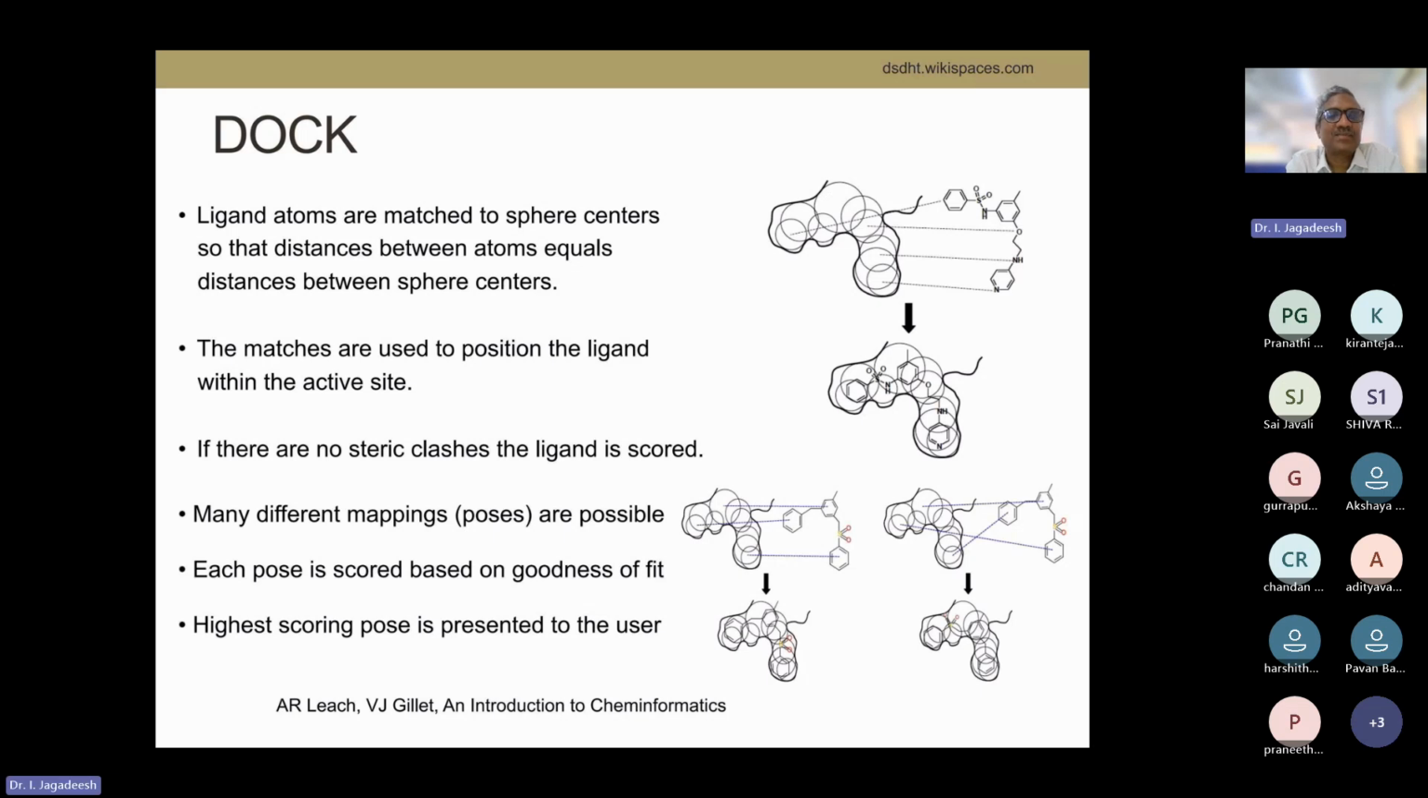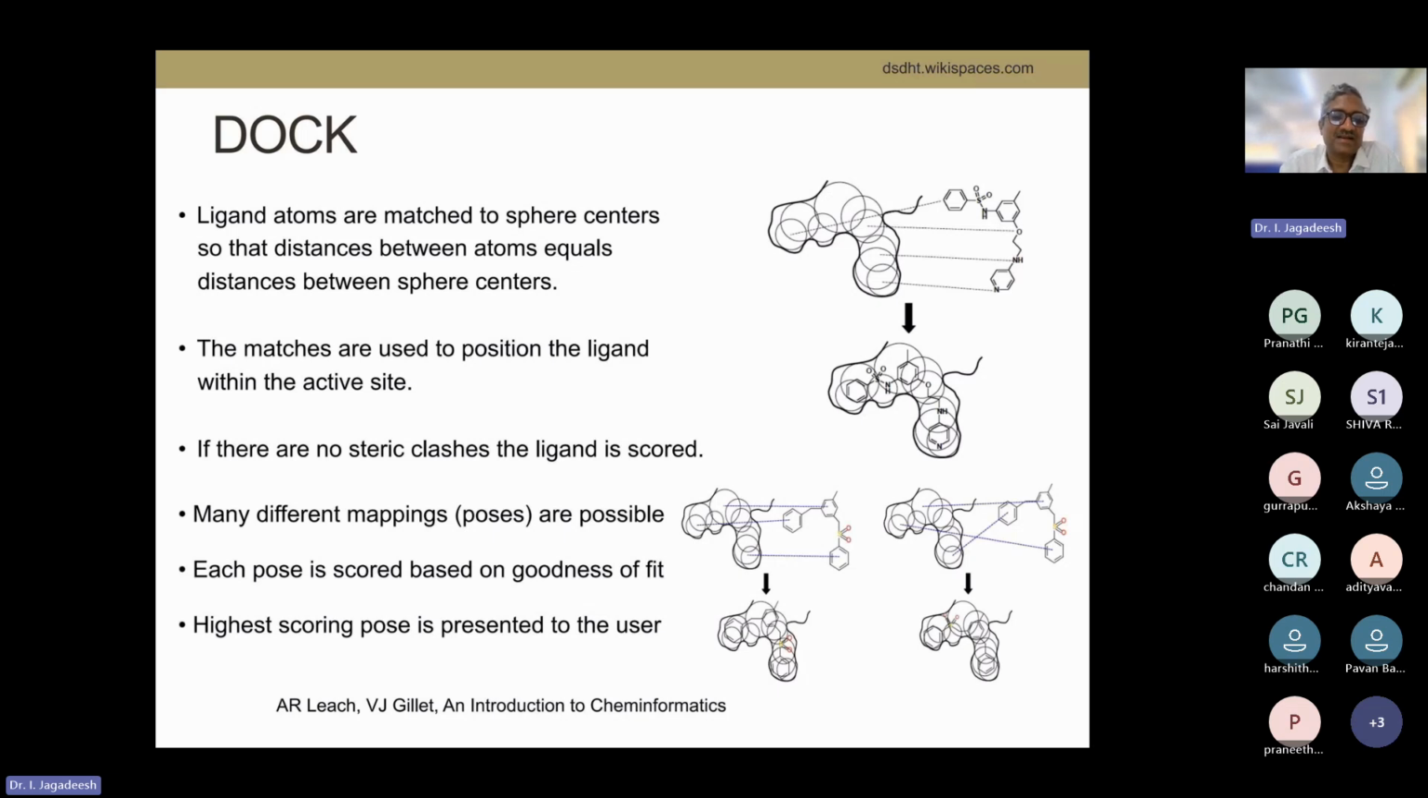The ligand atoms are matched to the sphere centers, so that the distance between the atoms equals the distance between the sphere centers. So we have a linkage of our chemical search with pharmacophore mapping now. These methods are used for positioning the ligand within the active site. If there are no steric clashes, the ligand is scored better. Many different mapping poses are possible to see the fit and assign the scores.